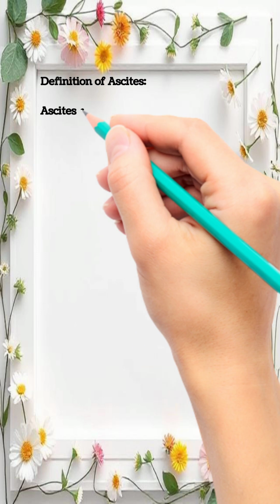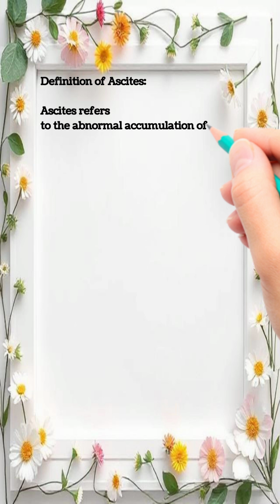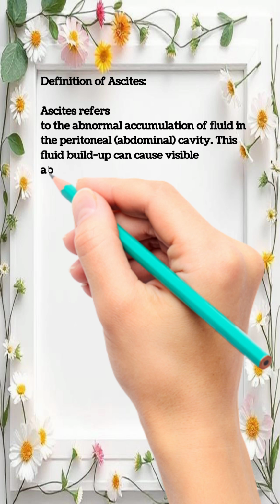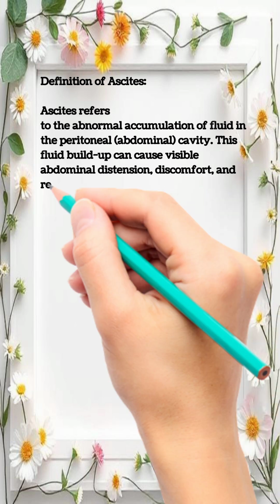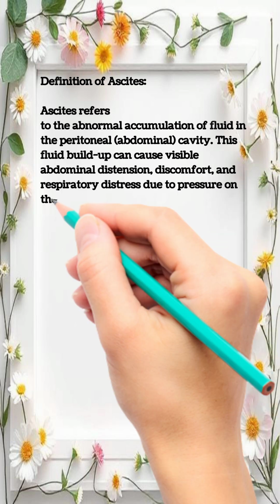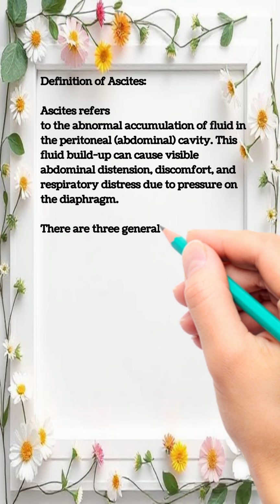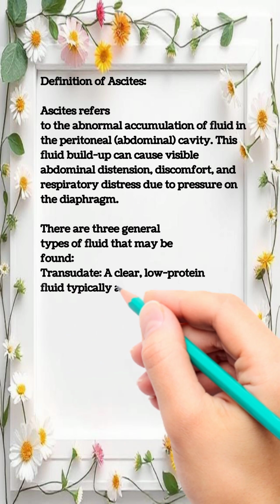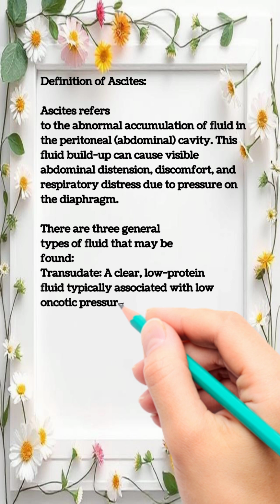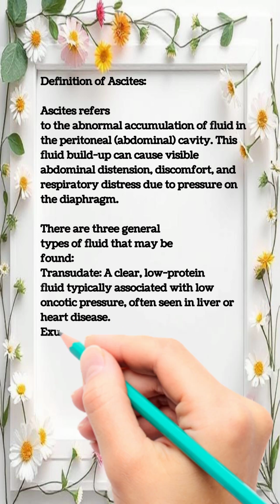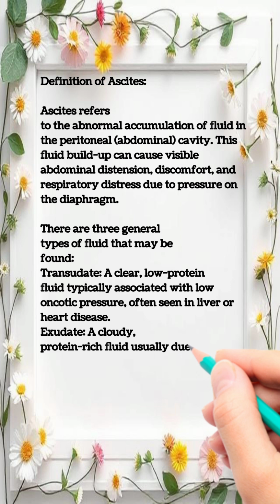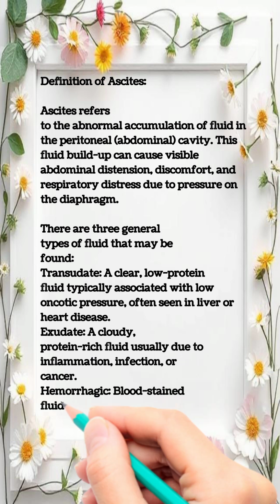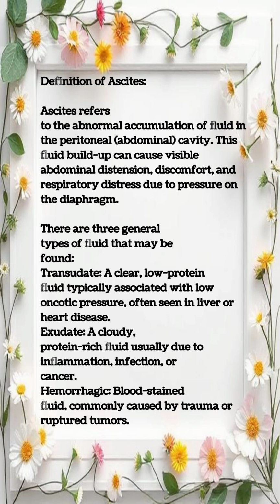Definition of ascites. Ascites refers to the abnormal accumulation of fluid in the peritoneal, abdominal, cavity. This fluid buildup can cause visible abdominal distension, discomfort, and respiratory distress due to pressure on the diaphragm. There are three general types of fluid that may be found: transudate, a clear, low-protein fluid typically associated with low oncotic pressure, often seen in liver or heart disease; exudate, a cloudy, protein-rich fluid usually due to inflammation, infection, or cancer; hemorrhagic, blood-stained fluid, commonly caused by trauma or ruptured tumors.